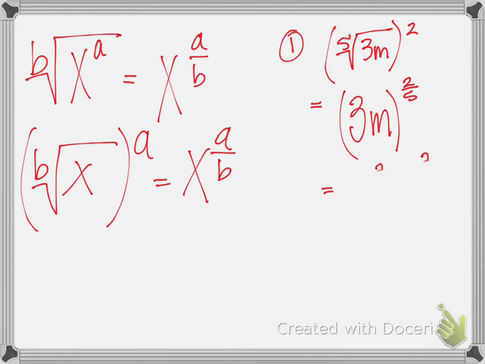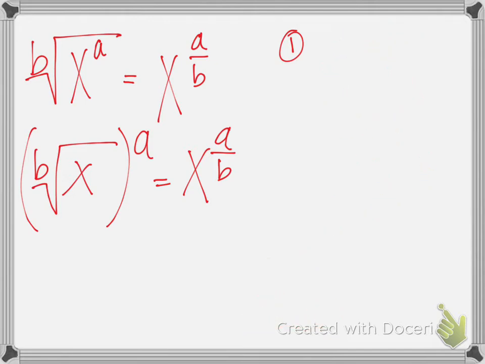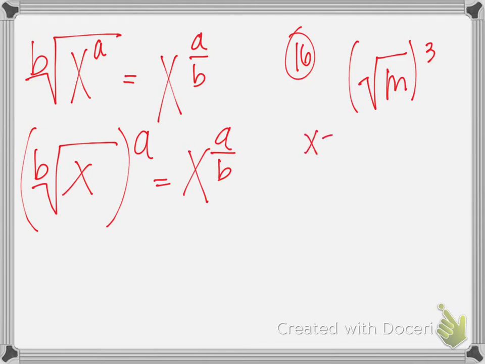Another one I want to look at is number 16. So number 16 is this problem right here, okay? Well, let's go ahead and write that our x is equal to m, our a is equal to 3, and our b. Do we have a number? Like, do we have a root? No, but we know that this is the universal square root, so we know that b has to be 2. So this answer would be m to the 3 over 2.